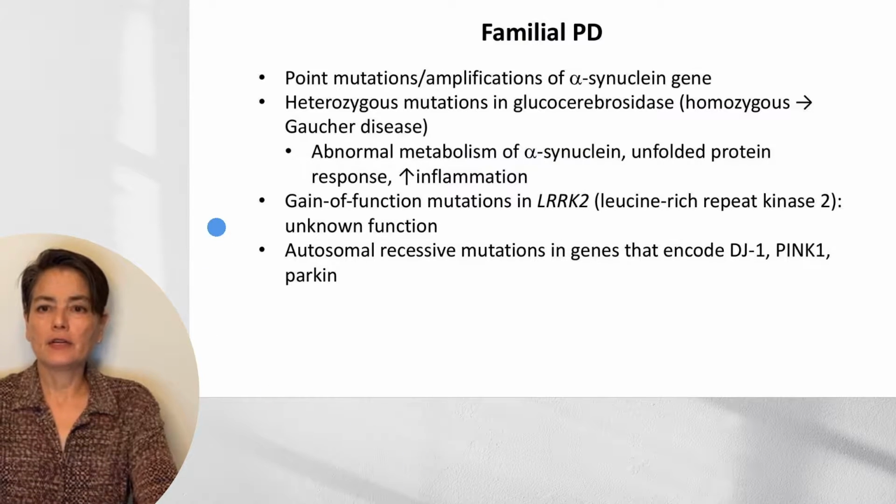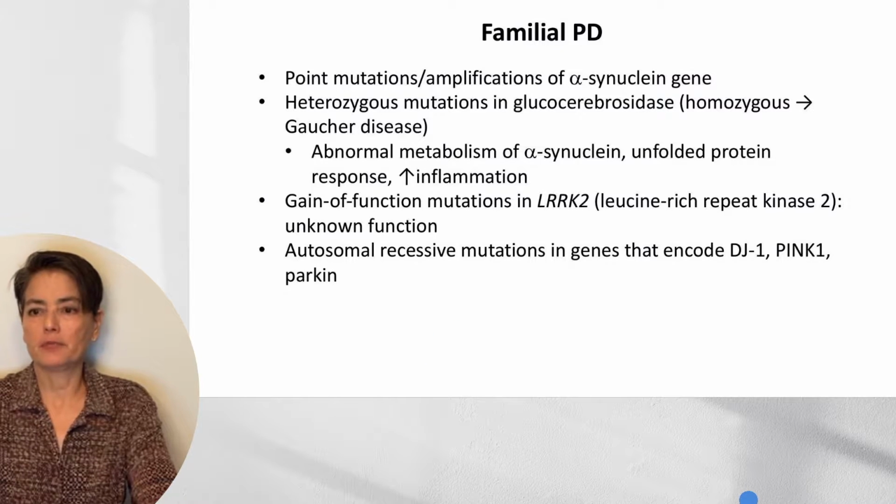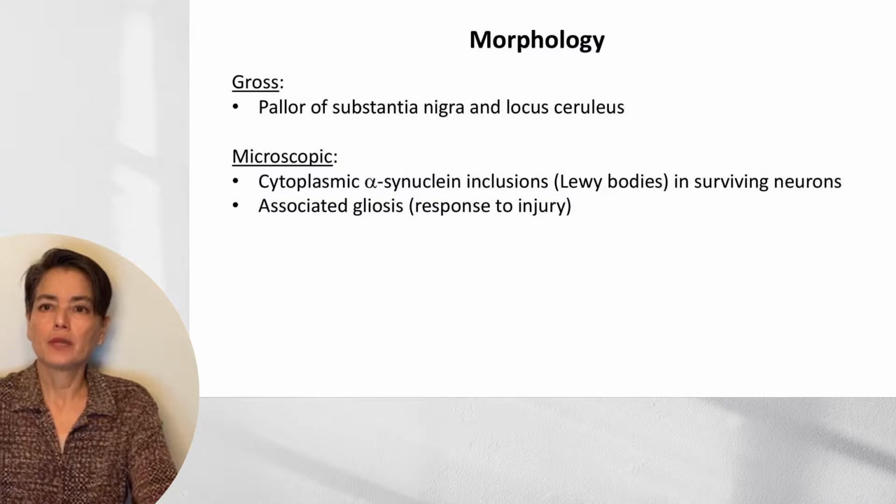There is another gene, LRRK2, in which gain-of-function mutations can also lead to familial Parkinson disease. We do not know the function of this protein. And as I mentioned earlier, autosomal recessive mutations in the genes that encode the three proteins involved in proteolysis can also lead to familial Parkinson disease.